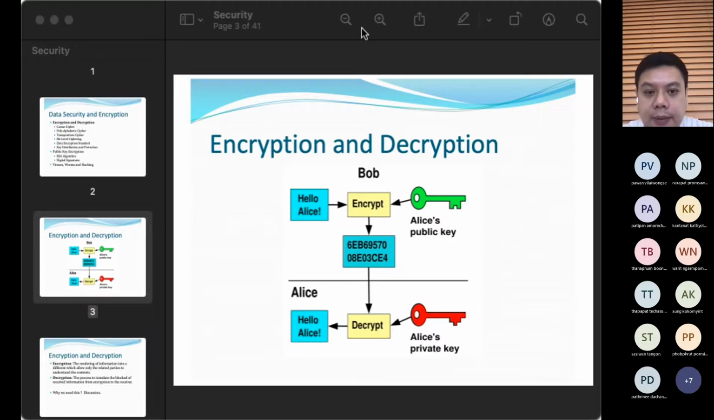With the key and the message, Bob uses them in the process of encryption, and from that he gets the ciphertext. You're going to see that it's something quite unreadable, 6EB695, whatever, but actually it's something that has been processed from the words hello Alice. That ciphertext is sent through the network. So now whoever takes it without a key cannot understand what it is.